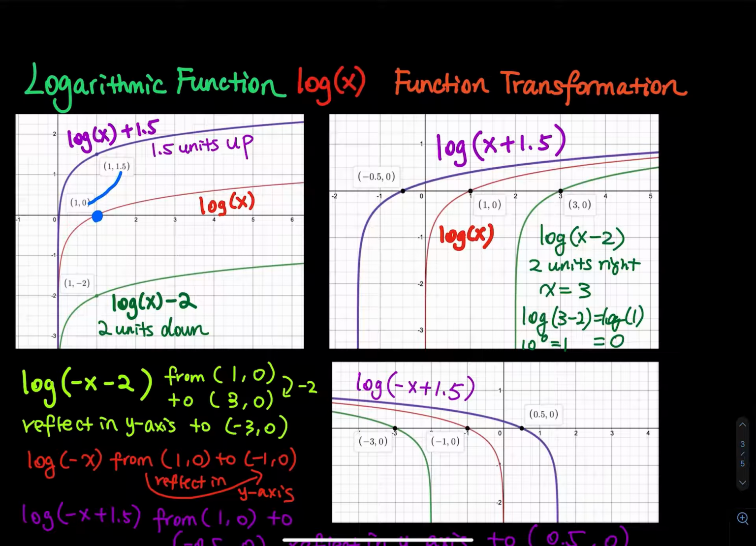So from the y-intercept, sorry, I keep saying it wrong, the x-intercept goes from (1, 0) to (1, 1.5). And I should also say that since this is no longer on the x-axis, (1, 1.5) is not an x-intercept. But what I'm trying to express is you have to grab a point and see how that point from the parent function shifts up. So in this example, I use (1, 0) and (1, 1.5).